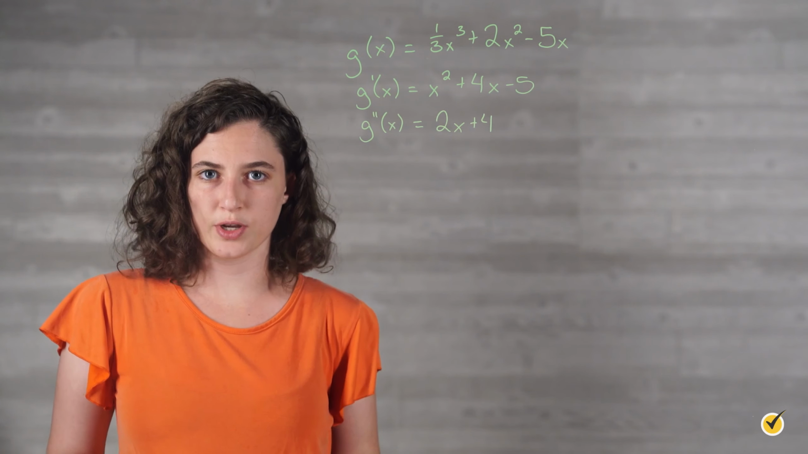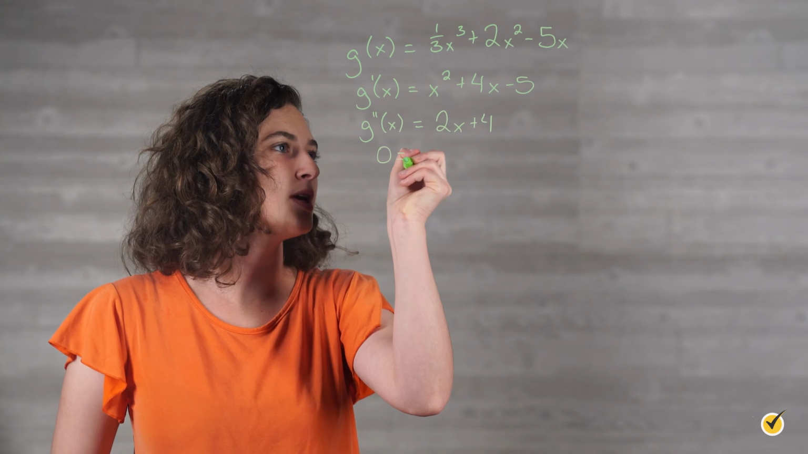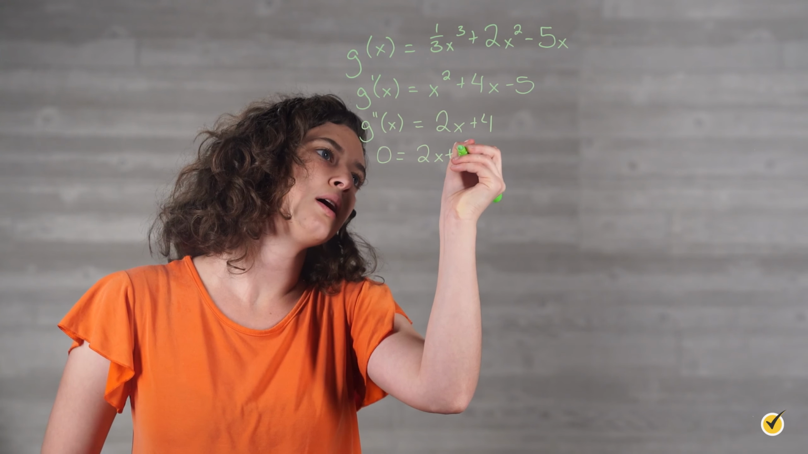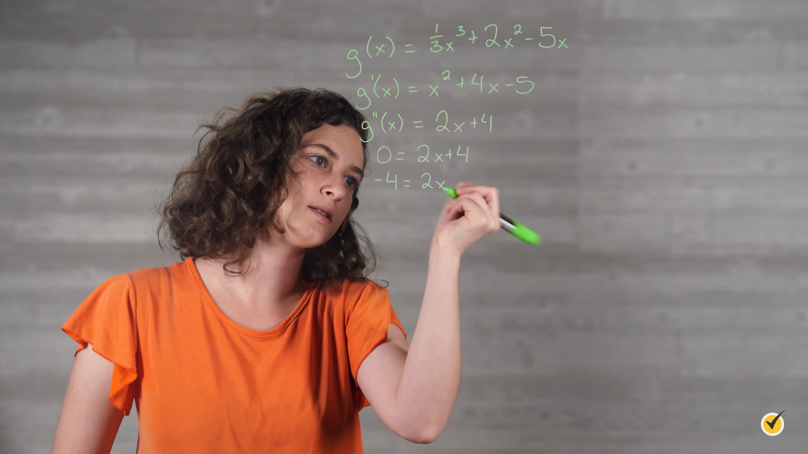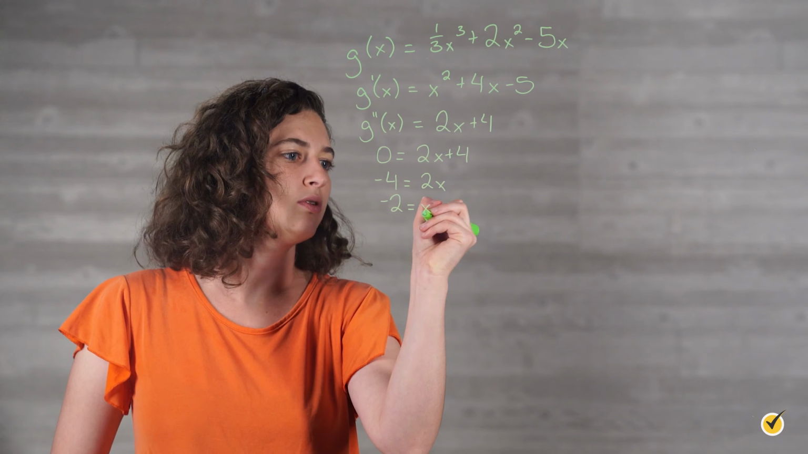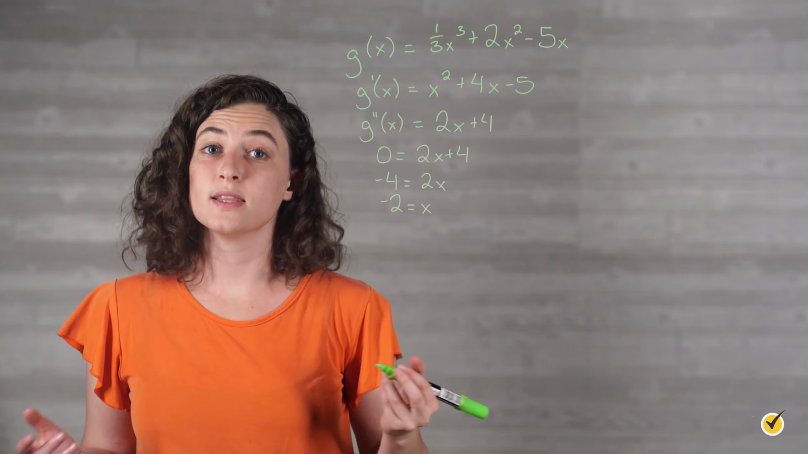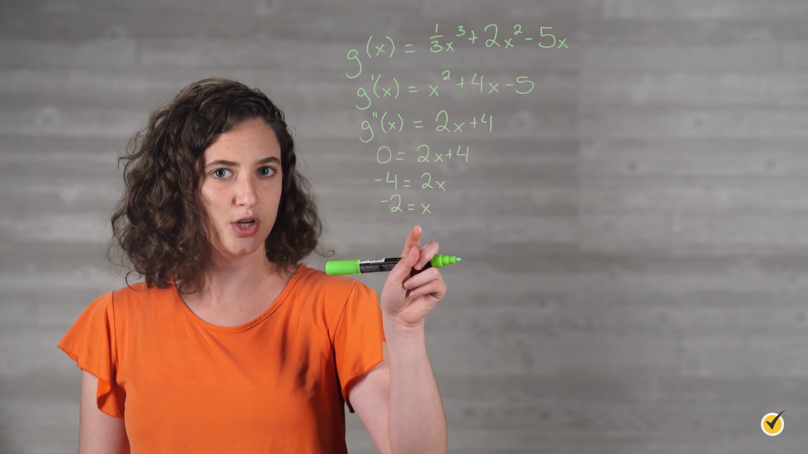Where does 2x plus 4 equal 0? We can find out by quickly solving. So we'll have 0 equals 2x plus 4, and we'll subtract 4 from both sides to get negative 4 is equal to 2x, and divide by 2 on both sides to get negative 2 is equal to x. This means that the inflection point for this function occurs at x equals negative 2.